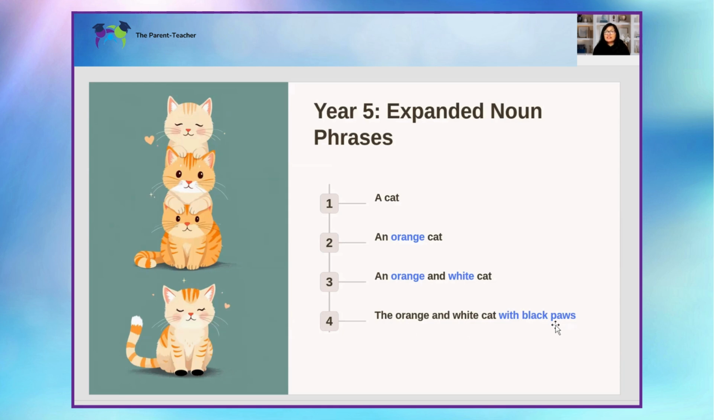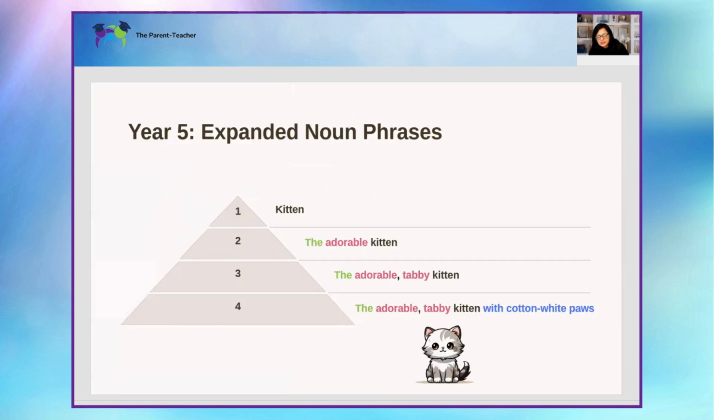This is now an expanded noun phrase. Okay, because we had our noun phrase, the orange and white cat, and we've added extra information, which has expanded the description. Okay, so it's an expanded noun phrase. Let's have a look at another example.